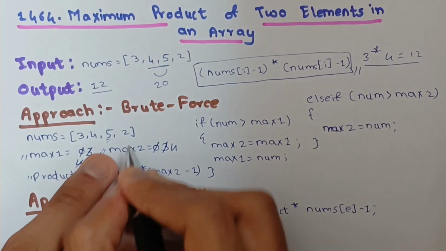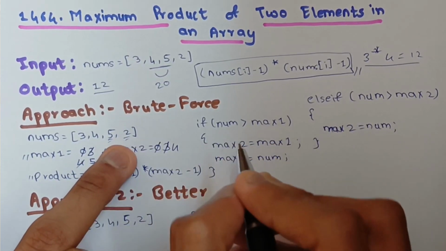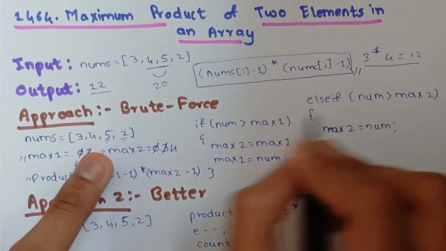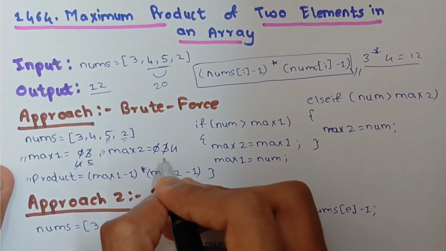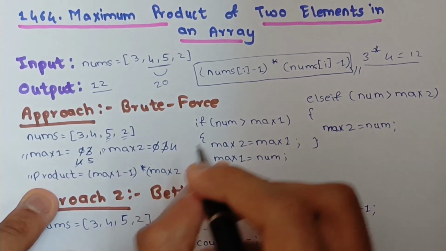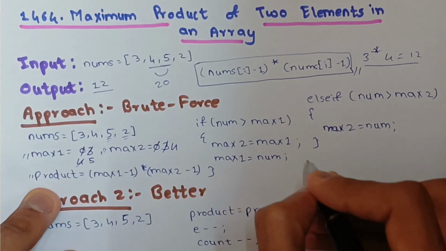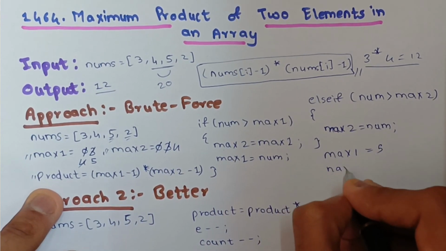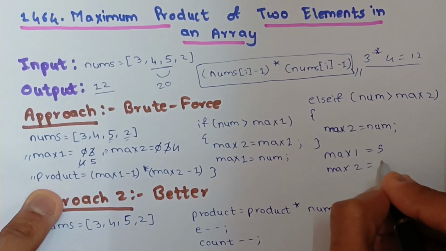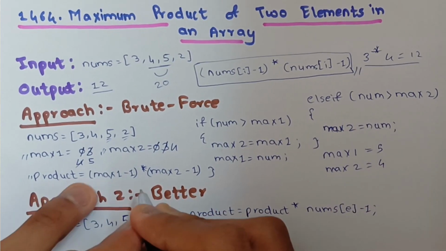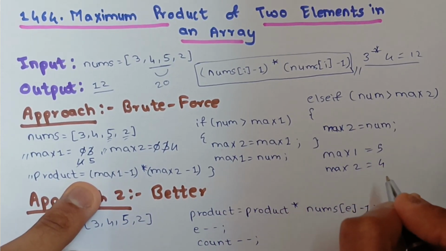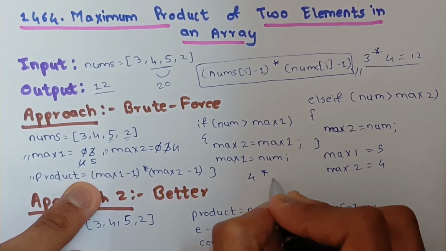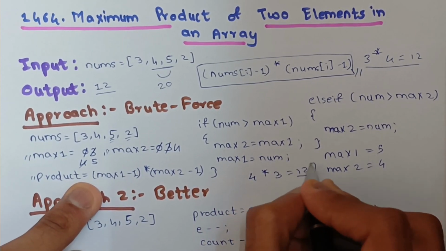Now again we will traverse and number 2 will come. Is 2 greater than 5? No. Then else if, is 2 greater than maximum 2? No, 2 is also not greater than maximum 2. Then this for loop will end, and now maximum 1 is 5 and maximum 2 is 4. Now we will take the product: maximum 1 minus 1 into maximum 2 minus 1, meaning 4 into 3, which is equal to 12. This is the brute force approach.